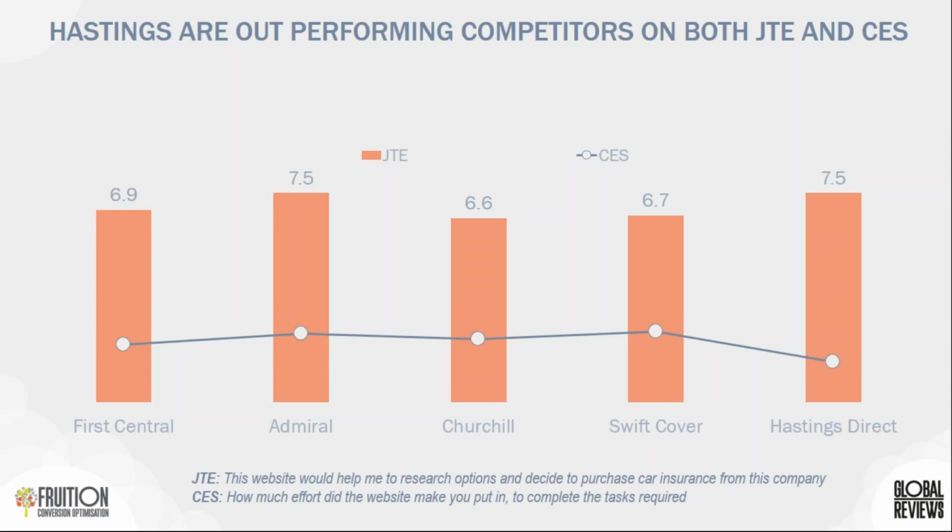And then the customer effort score, which some of you may be familiar with, which is a very well-known industry metric for measuring usability, they are scoring better than any of their competitors. So the idea being that the higher the score, the more negative it is, and the closer to 0 you are, the less effort is required. And so we can see that Hastings Direct do well on both of those scores.